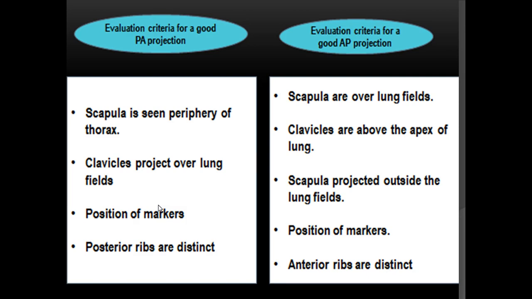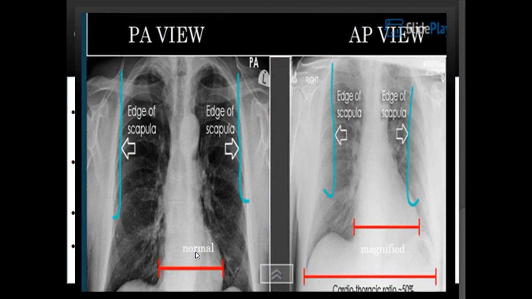Then come the posterior ribs. As the name indicates, the PA is from posterior. You are giving the X-ray source from posterior, so posterior ribs are more distinct, more conspicuous on PA projection than the anterior ribs. So these are the basic PA and AP views.